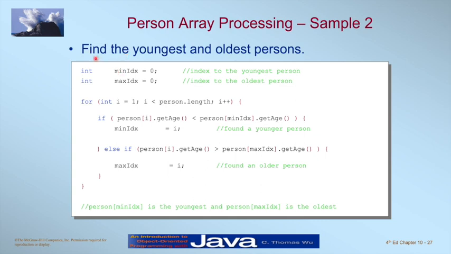Okay, so in this code we are trying to find the youngest and the oldest person. This is the example of how you can do it, by including the condition in your for loop, and then finding by putting the minimum IDX to find the younger person and max IDX to find the older person.